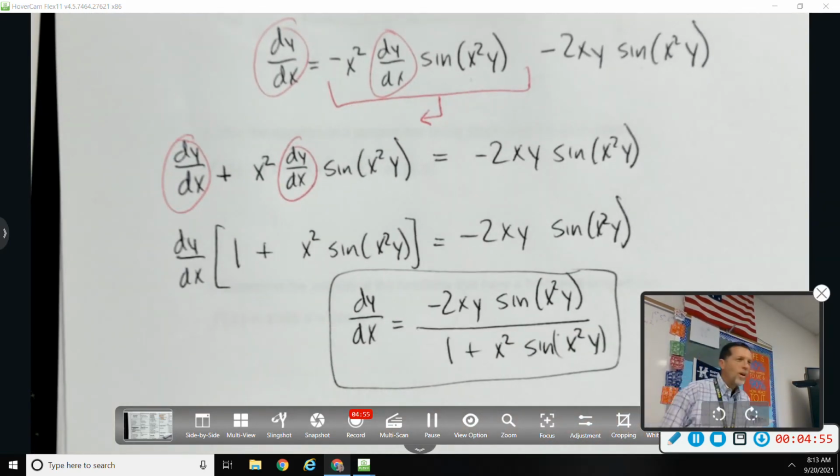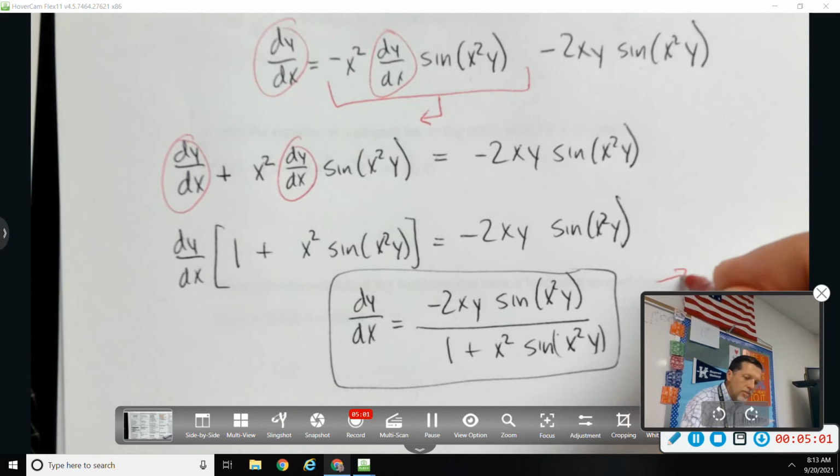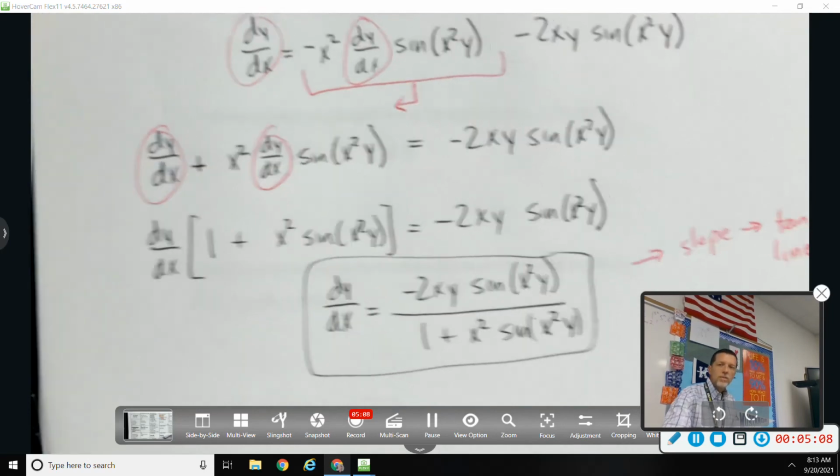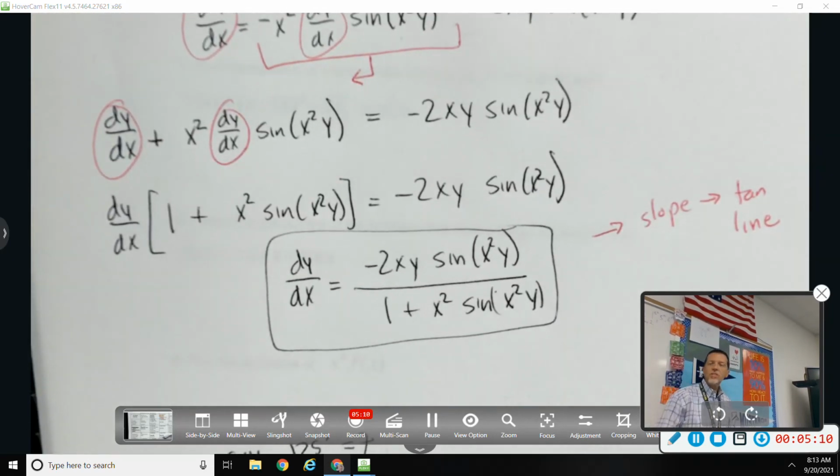Algebra, algebra, algebra. And remember, from there, then we could find a slope and maybe write a tangent line. We could find horizontal tangent lines and vertical tangent lines and all that. Well, maybe not for this one. That would be kind of a pain.